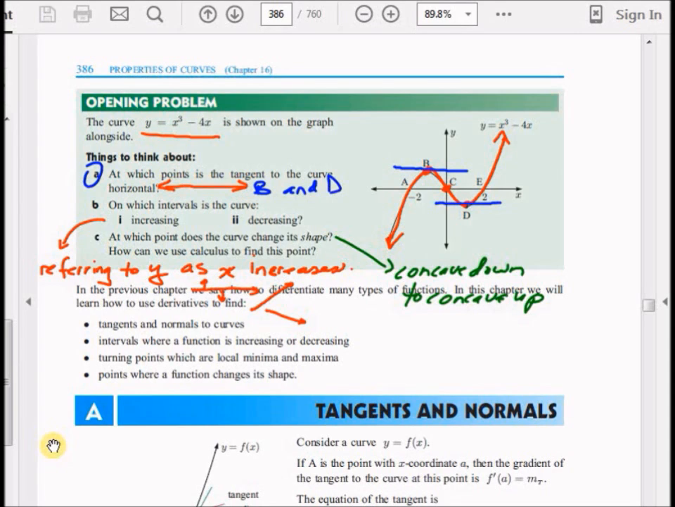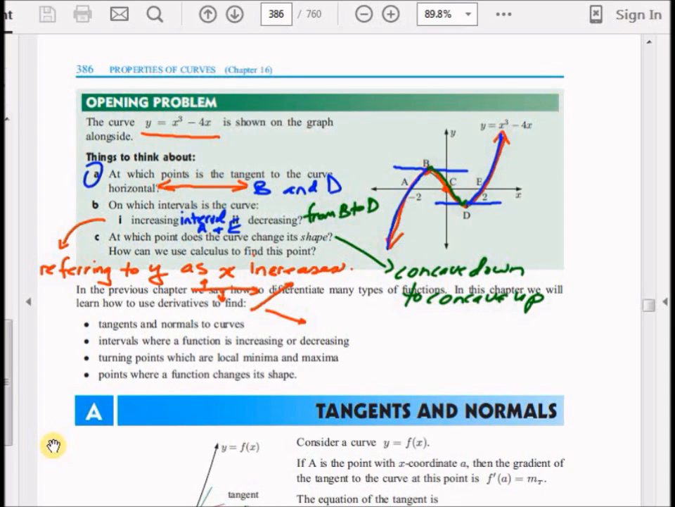On which intervals is the curve increasing? Okay, so here it is increasing. Okay, so interval A all the way up to B. Also, there's another part that's increasing from D and up. So interval E from D up is also increasing. So interval A and interval E. Decreasing, though, is this portion of the graph from B to D, that interval there.